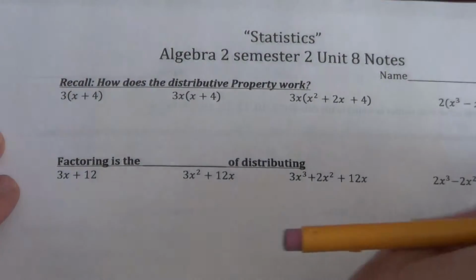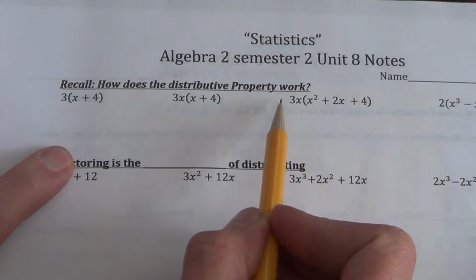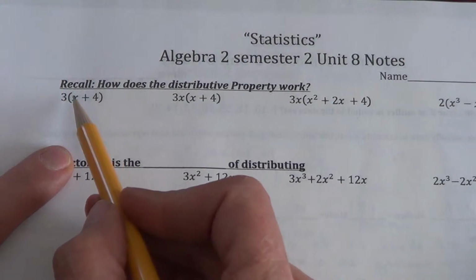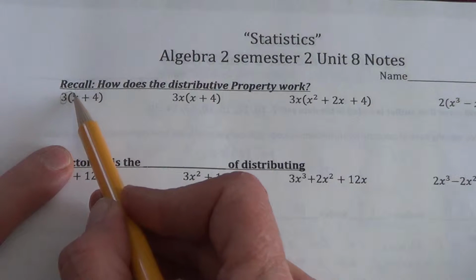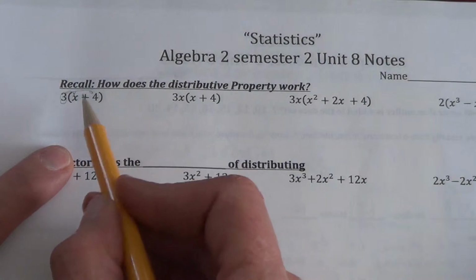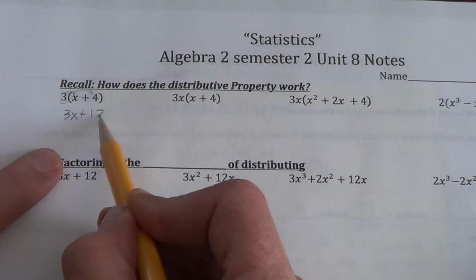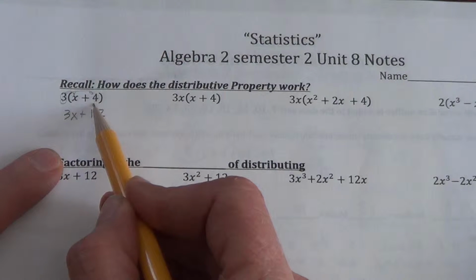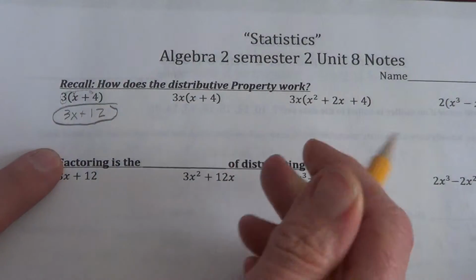The first thing that I want you to remember is recall how the distributive property works. And distributive property is probably one that you remember. You guys seem to be pretty good at it. You take this outer number and you multiply it by everything on the inside. So that would become 3x plus 12, because you took the 3 times x and then the 3 times the positive 4. So that would be your final answer with distributing that.